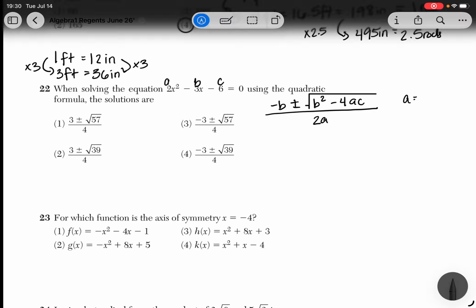So this is a, b, c. So a equals 2. b equals negative 3, because there's that subtraction sign in front. And then c equals negative 6, once again having that subtraction sign. So now all we have to do is plug these in.